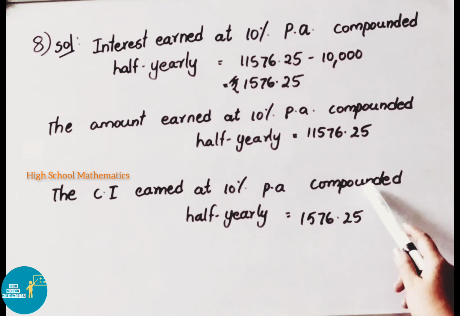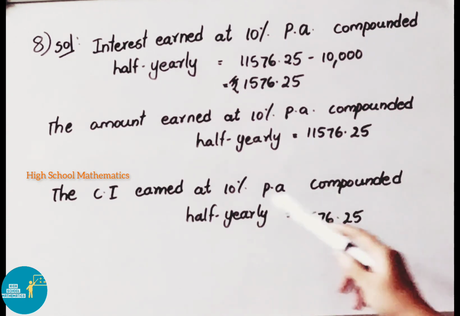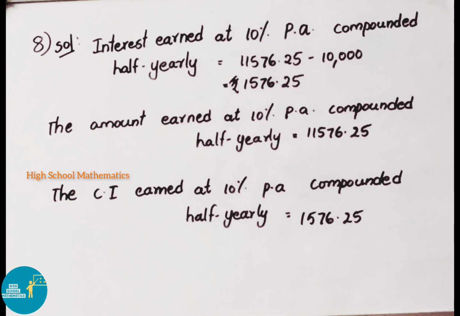Here the compound interest earned half yearly will be more than the compound interest earned annually. Why? Because compound interest half yearly is always more than the compound interest annually at the same rate of interest.